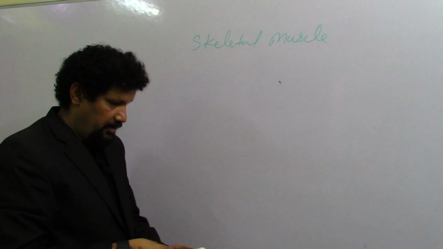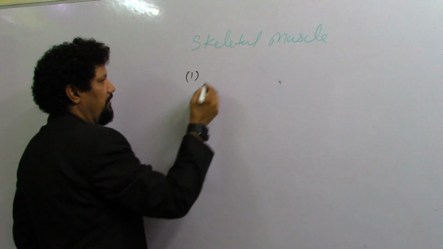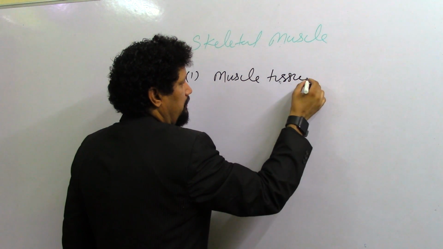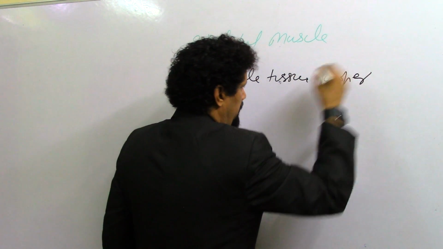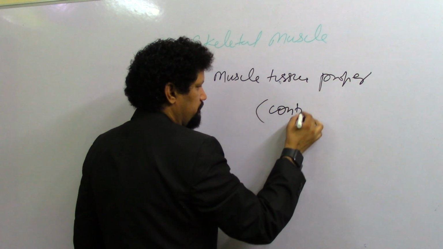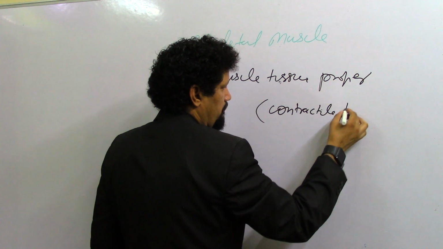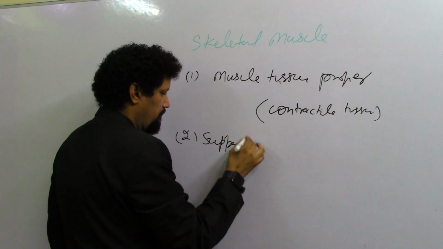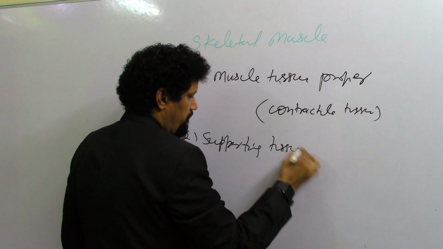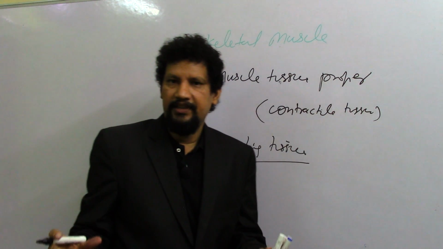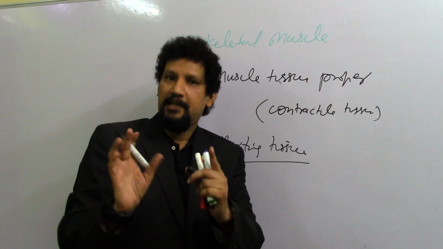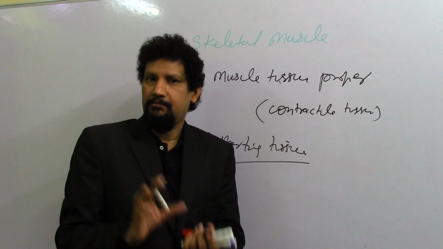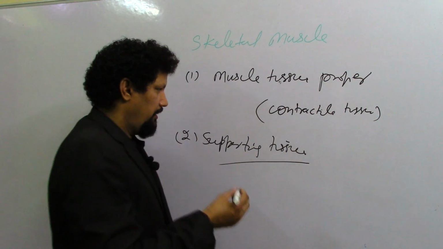It is having two types of tissues. One is muscle tissue proper, or also known as the contractile tissue, and the other is the supporting tissue, which is the connective tissue forming the covering of the muscle fiber, covering of the bundle of the muscle fiber, and the covering of the whole muscle known as endomysium, perimysium and epimysium.